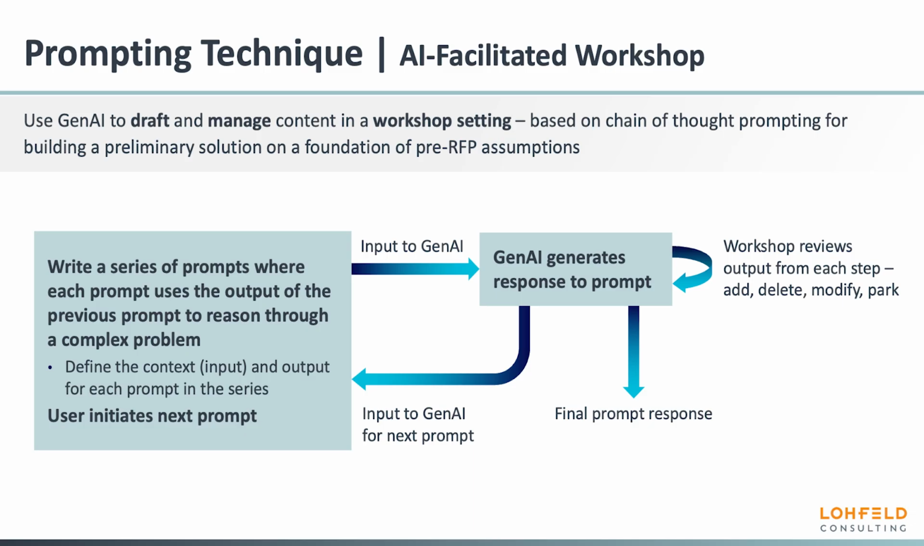Okay? So for forecasting, I might say, based on previous customer solicitations and information in our library, what are the likely evaluation criteria for a solicitation on the following topic? Okay, they can do that. Okay, and then your team goes through it.